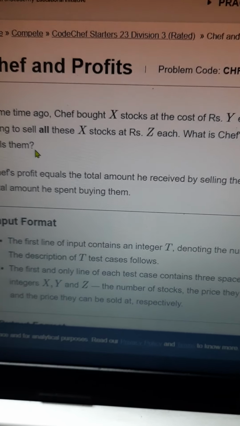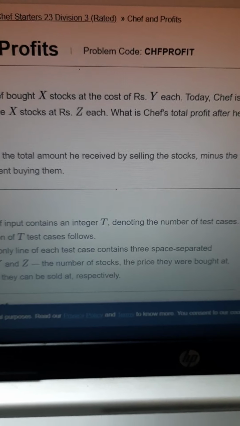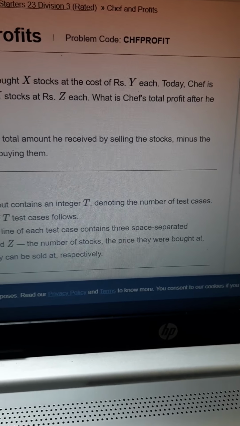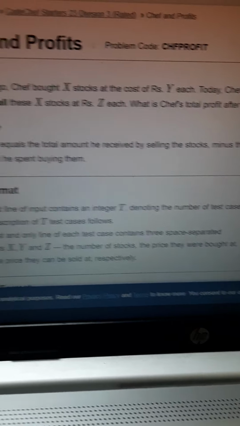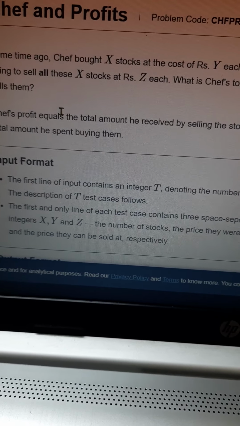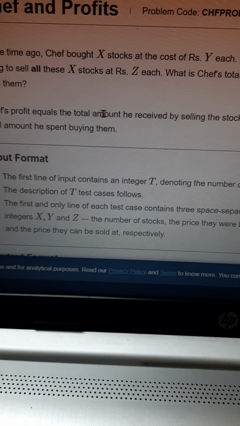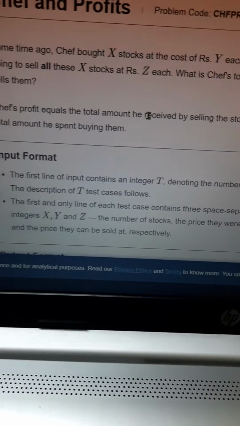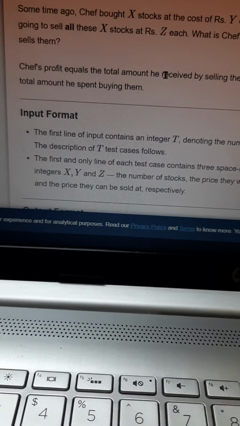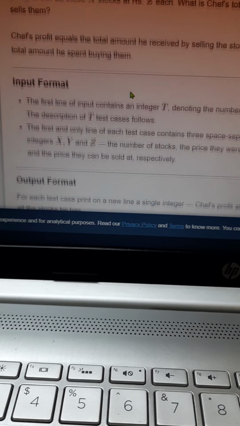Some time ago, Jeff bought egg stocks with the cost of rupees 5 each. Today, Jeff is going to sell all these egg stocks as rupees Jeff. What is Jeff's total profit after he sells them? Jeff's total profit equals the total amount he received by selling the stocks minus the total amount spent by buying them. The answer is given in the question only.